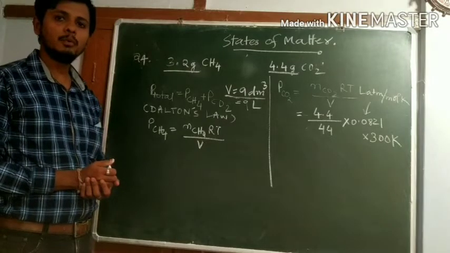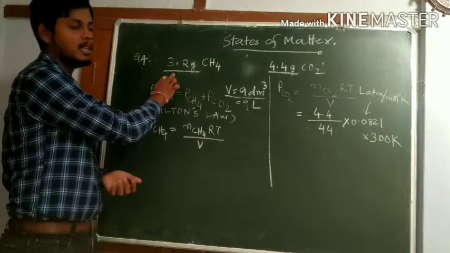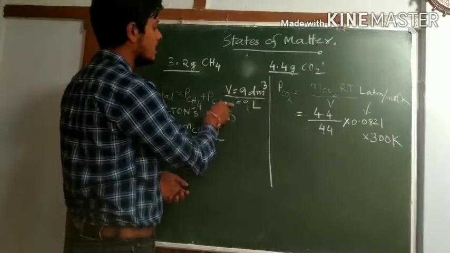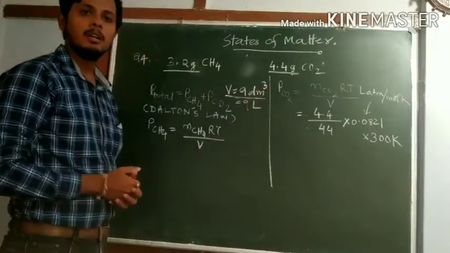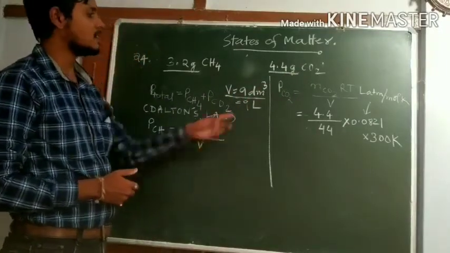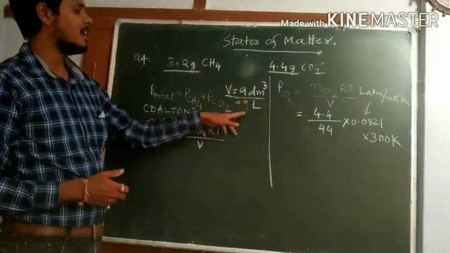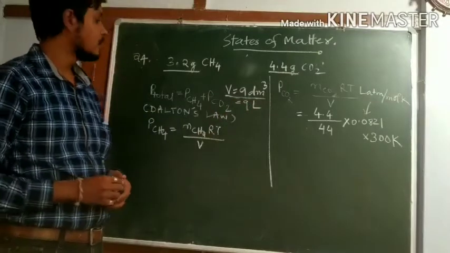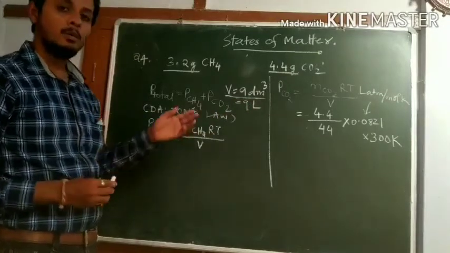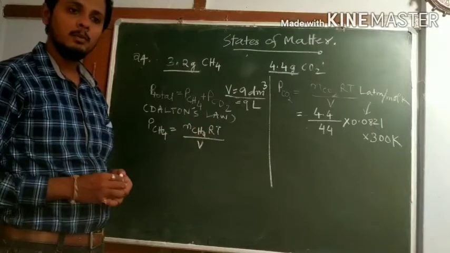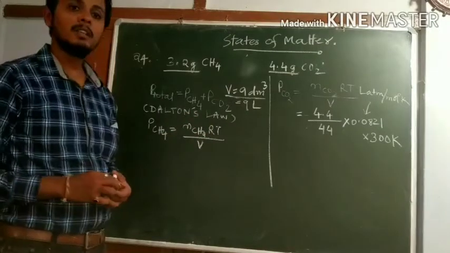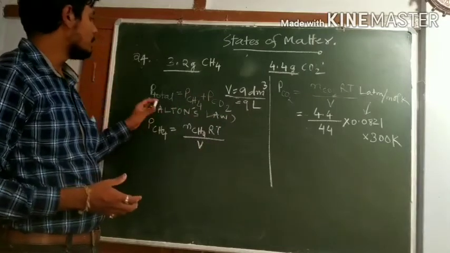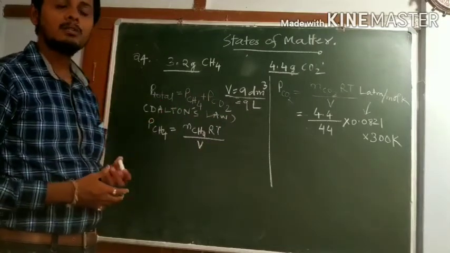In question number 4, 3.2 grams of methane and 4.4 grams of carbon dioxide are taken together in a 9 decimeter cube vessel. So the volume of the vessel is 9 decimeter cube, or 9 decimeter cube is equal to 9 liter. That means liter and decimeter cube are same. What you are asked to find is the total pressure exerted by the gaseous mixture. So the total pressure we will find out using Dalton's law of partial pressure.